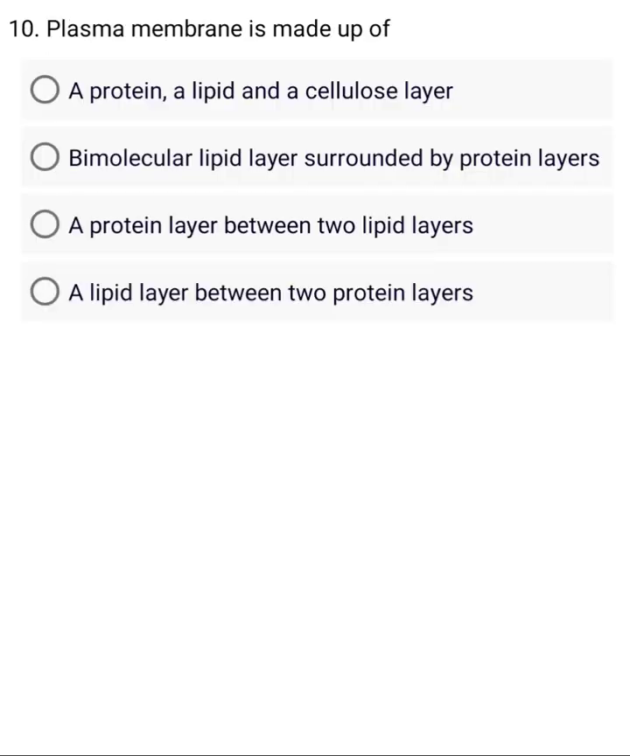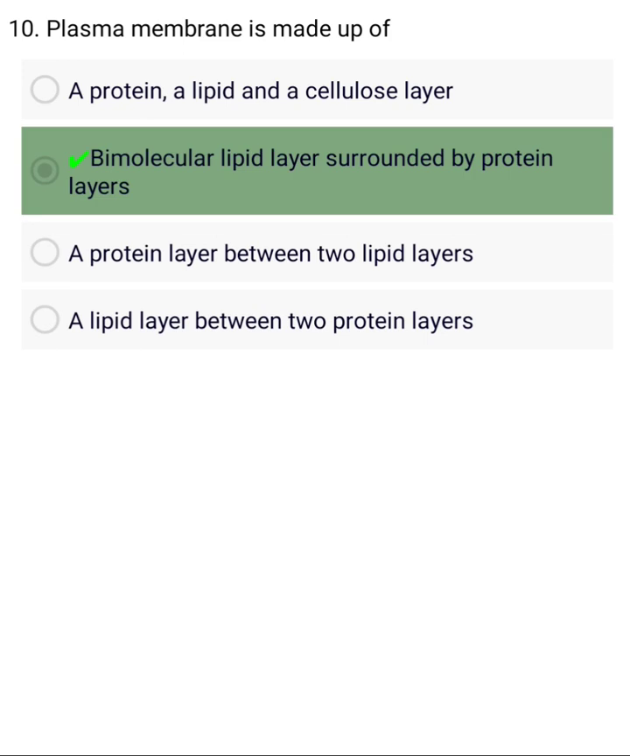Wrong. Plasma membrane is made up of A. A protein, a lipid and a cellulose layer. B. Bimolecular lipid layer surrounded by protein layers. C. A protein layer between two lipid layers. D. A lipid layer between. Right.